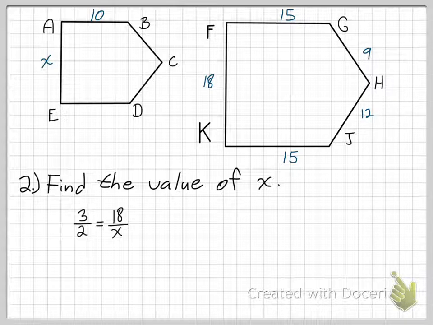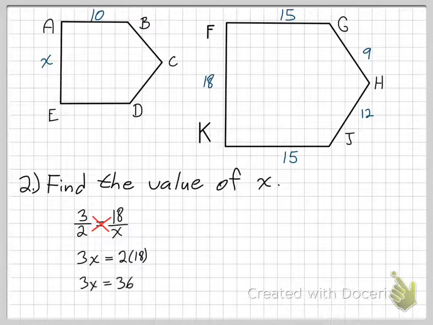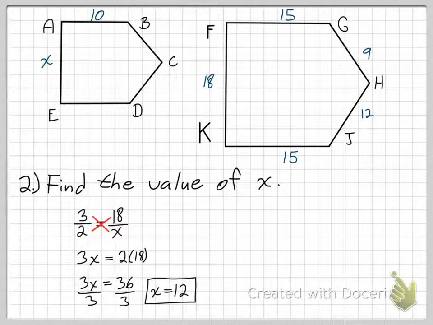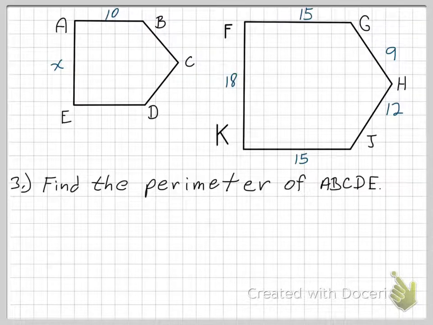So we have again the scale factor is equal to the ratio of the corresponding side lengths, 18 over x. And we can solve that by cross multiplying, and we get 3 times x is equal to 2 times 18, or 3x is equal to 36. And then to solve for x, you divide both sides by 3, and you get x equals 12. So again, the scale factor is used to find missing side lengths, but it can also be used to find missing perimeters. So let's look into that.